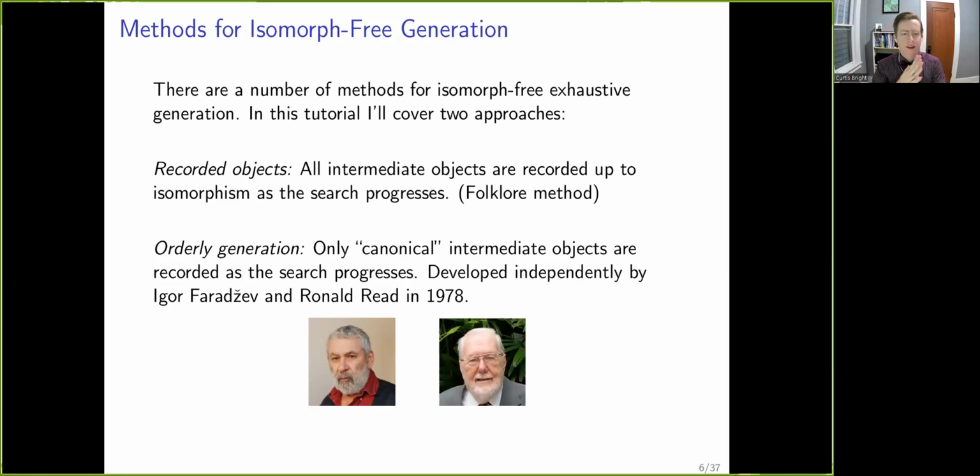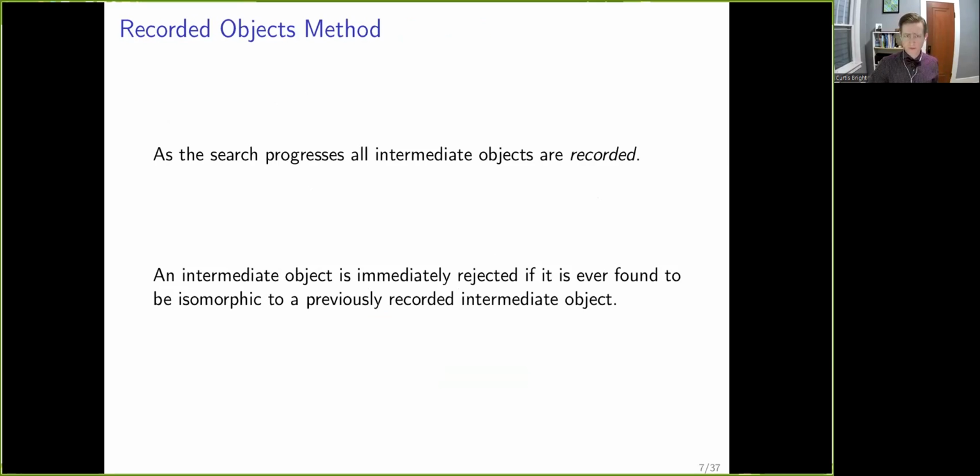It has a bit of an interesting history. So it was developed by the 2 gentlemen on the bottom here in the late 70s, and this was done independently. So Igor Faradzhev and Ronald Read, Igor being with the USSR Academy of Sciences and Ronald being with the University of Waterloo. And they both kind of had illustrious careers. This was over 40 years ago. Unfortunately, they both passed in the last couple of years, but as I said, they were well known in the combinatorics and discrete mathematics communities.